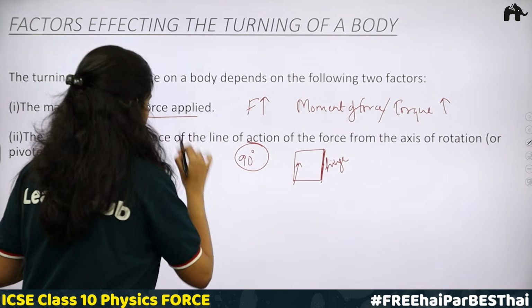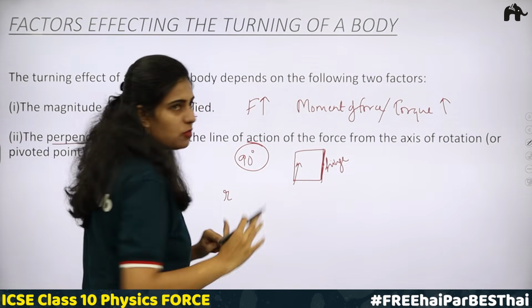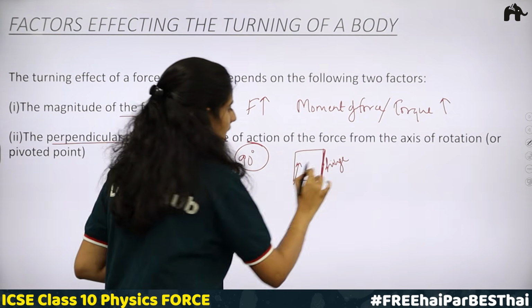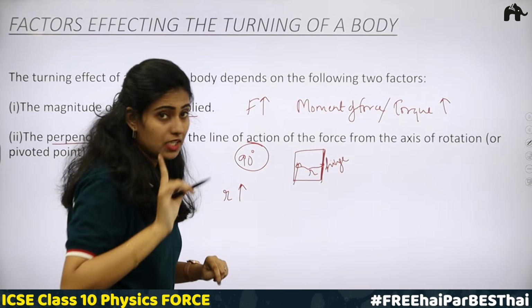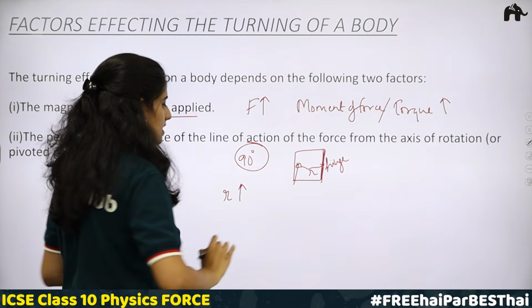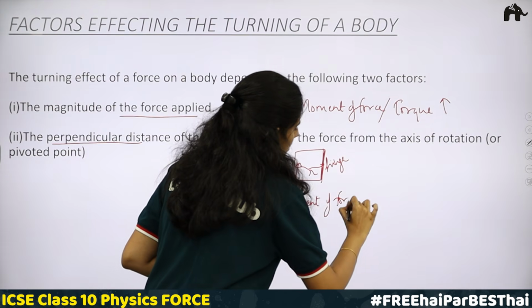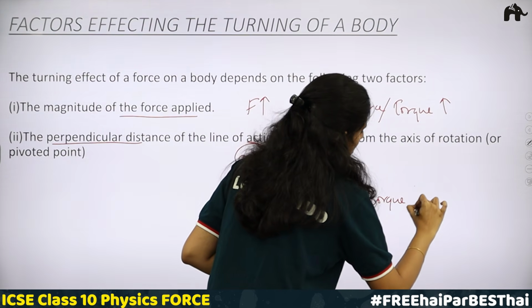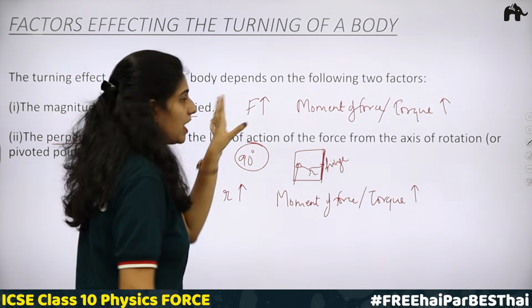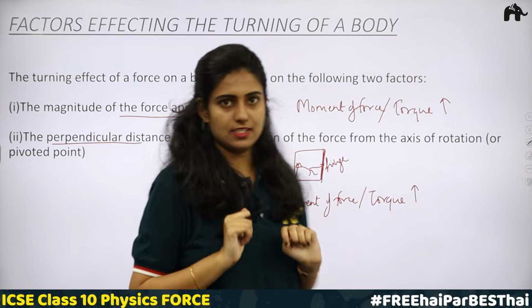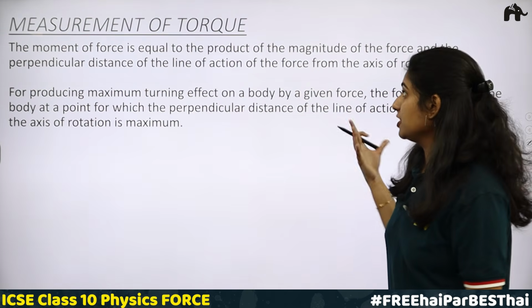So what are the factors? One, it depends on force, and also, let's say R is the distance of any point where the force is applied from the axis of rotation. When this perpendicular distance R increases, our moment of force or torque also increases. Torque depends on the magnitude of the force applied and the perpendicular distance from the line of action. Clear? Next is how to measure torque.